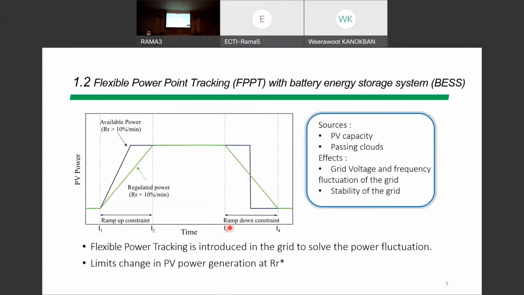To control high power ramp rate, we propose flexible power point tracking or FPPT with battery energy storage or BESS. In this graph, the blue line is the PV power without FPPT, so the ramp rate is over 10%. The green line is the PV power with FPPT and BESS. So the ramp rate is controlled under the limit at 10% for both ramp up and ramp down.